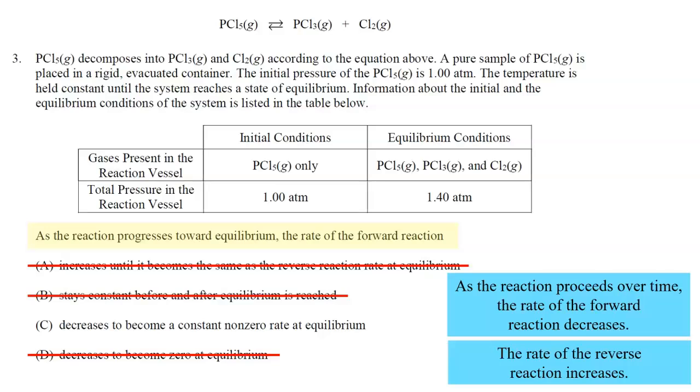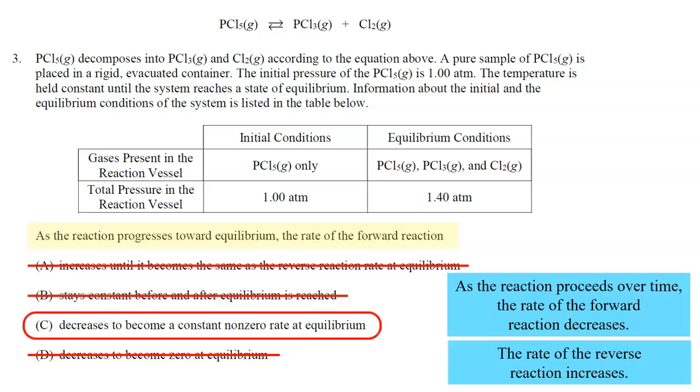So what happens in this system is that as the reaction progresses toward equilibrium, the rate of the forward reaction decreases to become a constant non-zero rate at equilibrium. So the correct answer to question 3 is choice C.